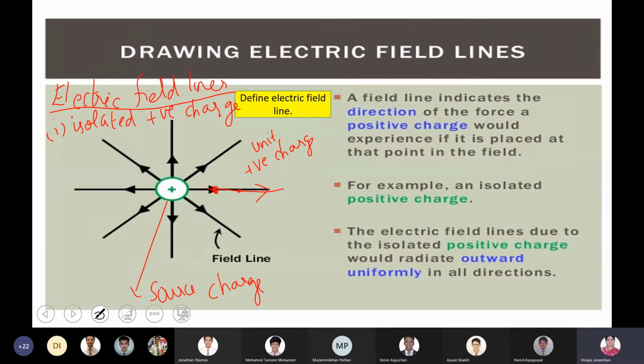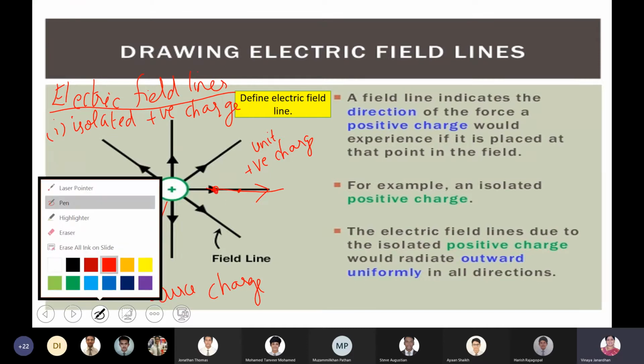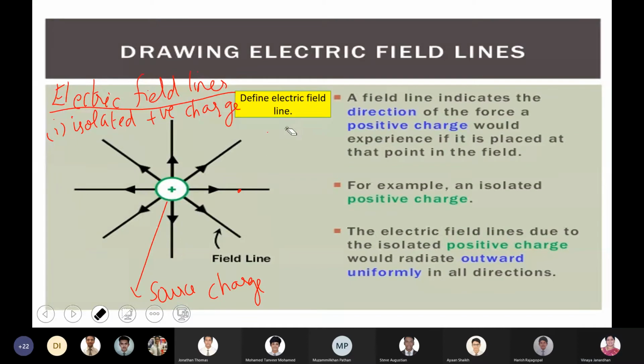Are you clear, boys? For a positive charge, all your electric field lines are radially outward. You have to draw the diagram, but it should be symmetrical. And the arrows are very important because it is for a positive charge. What will happen if I keep a unit positive charge, that is your test charge, over here? It will repel. That's why the arrows are pointing outward.